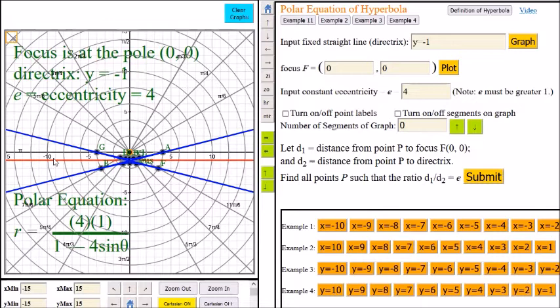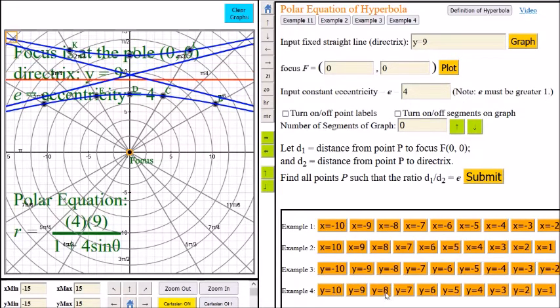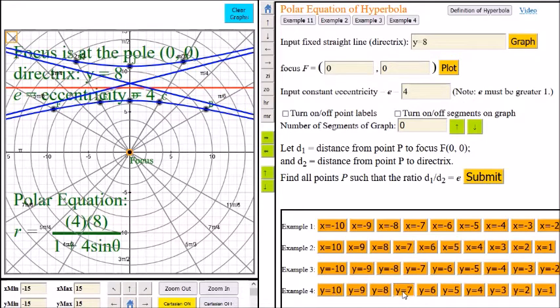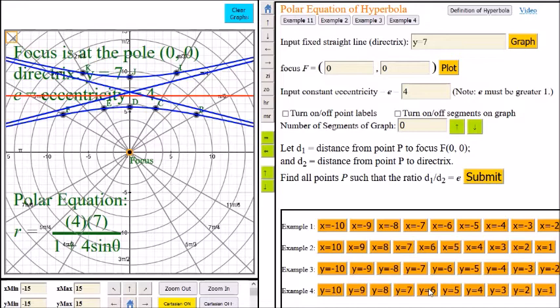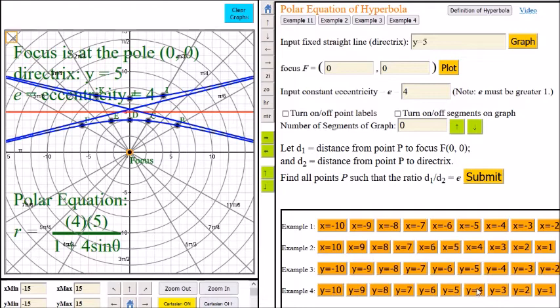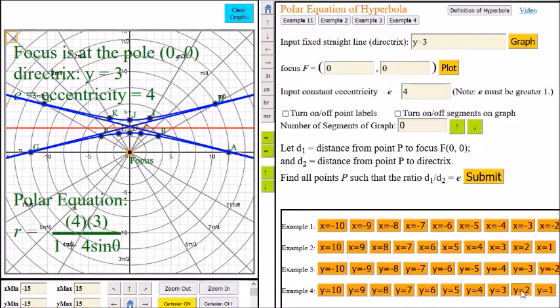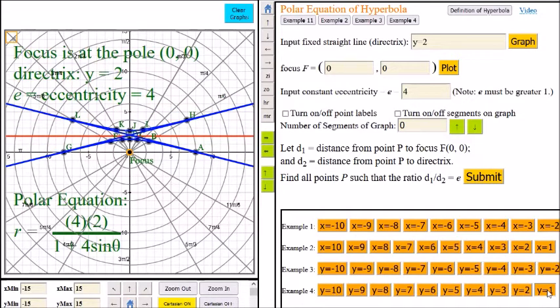And then if the directrix goes to the other side of the pole, meaning above the pole, then this minus right here becomes plus. So let's look at that case. So here we have directrix y equal to 10. And so this right here becomes a plus. Here is directrix y equal to 9, 8, 7, 6, 4, 3, 2, and 1.